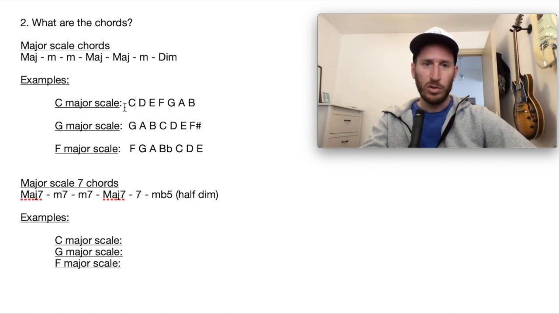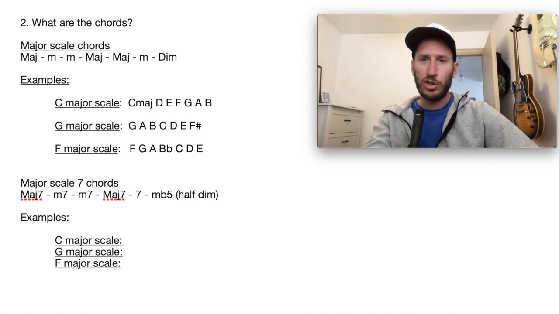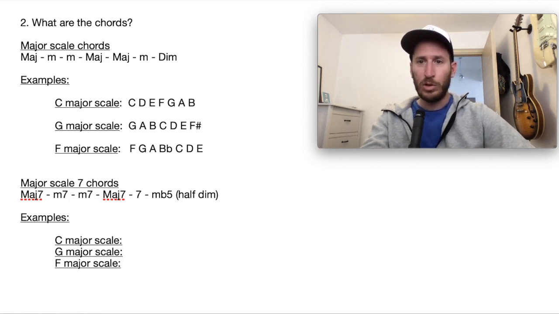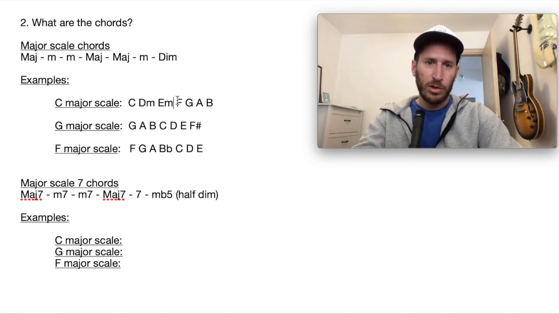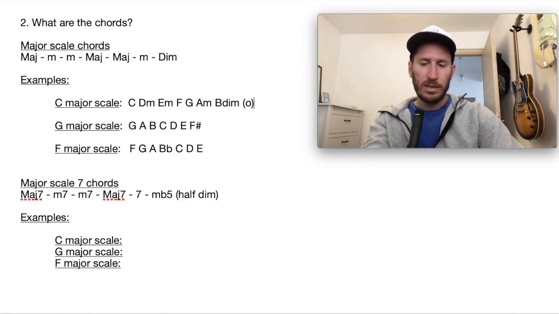Major. For major, you don't write major, it's just the basic default: when you see a C, it's a C major chord. And then we have a minor, minor, major, major, minor, and diminished. Diminished is sometimes marked as an empty circle like that.